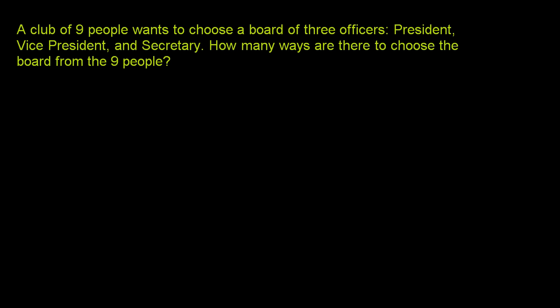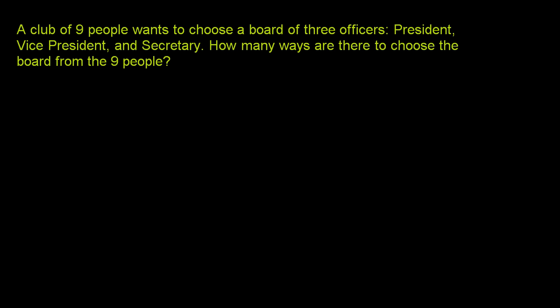A club of 9 people wants to choose a board of 3 officers, a president, a vice president, and a secretary. How many ways are there to choose the board from the 9 people? Now, we're going to assume that one person can't hold more than one office. That if I'm picked for president, I'm no longer a valid person for vice president or secretary.